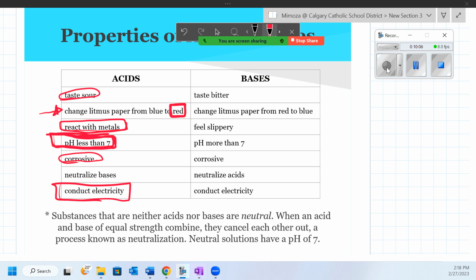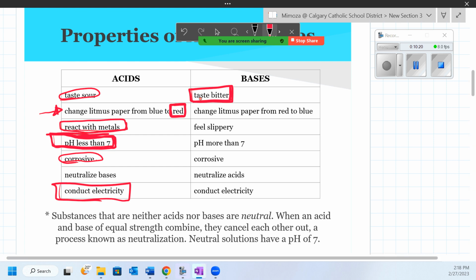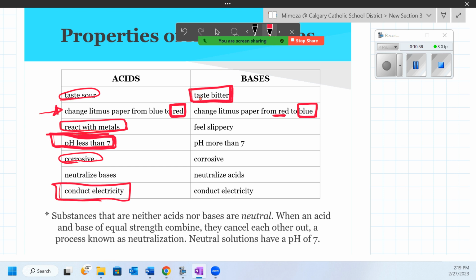Now, when we take a look at the properties or characteristics of a base, bases taste bitter. Okay, but again, do not drink acid, do not drink bases. They are dangerous. And when we have a red litmus paper and we put it into a basic solution, then it will turn blue. When you touch the base with your 2 fingers, you will feel that it is slippery.